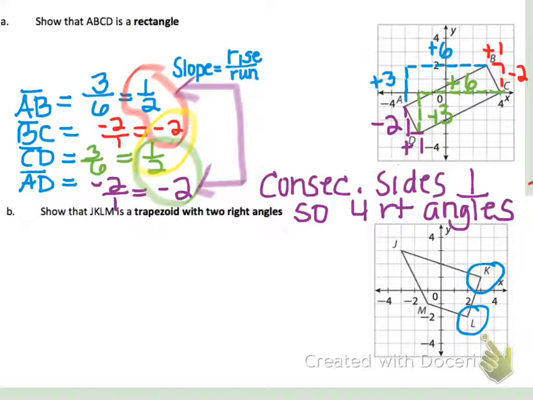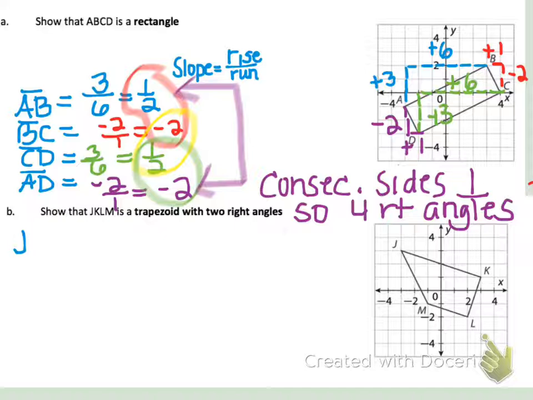So really, probably the easiest thing to do is just to go ahead and calculate the slope of the sides, except we don't really need to know about JM. JM's clearly not parallel or perpendicular to any of those other sides. But we want to prove that this pair of sides is parallel so that it's a trapezoid. And then we want to prove that these little angles right here are 90 degrees, right? So let's go ahead and calculate those slopes. And then we can come back and process all that.